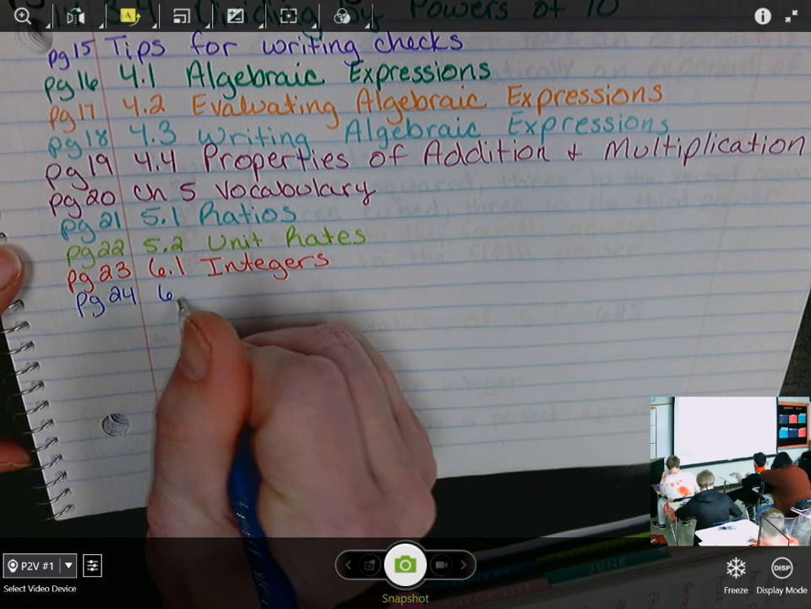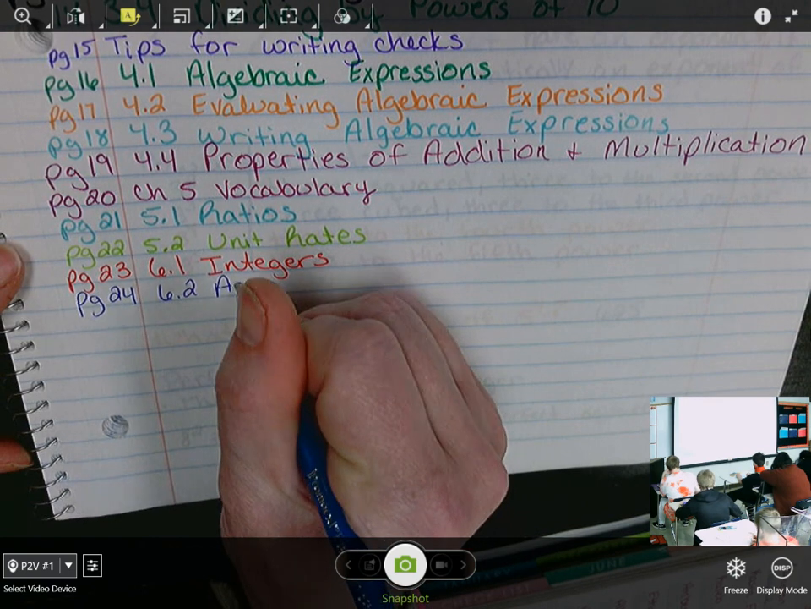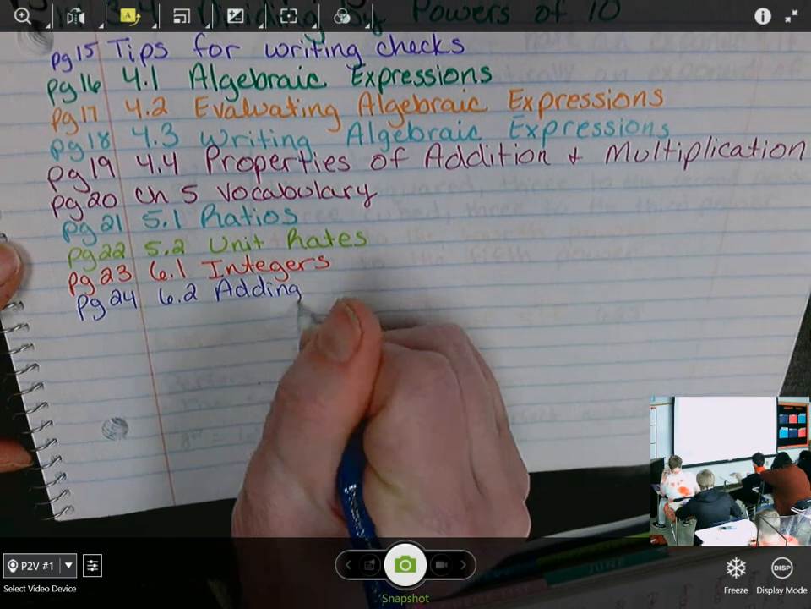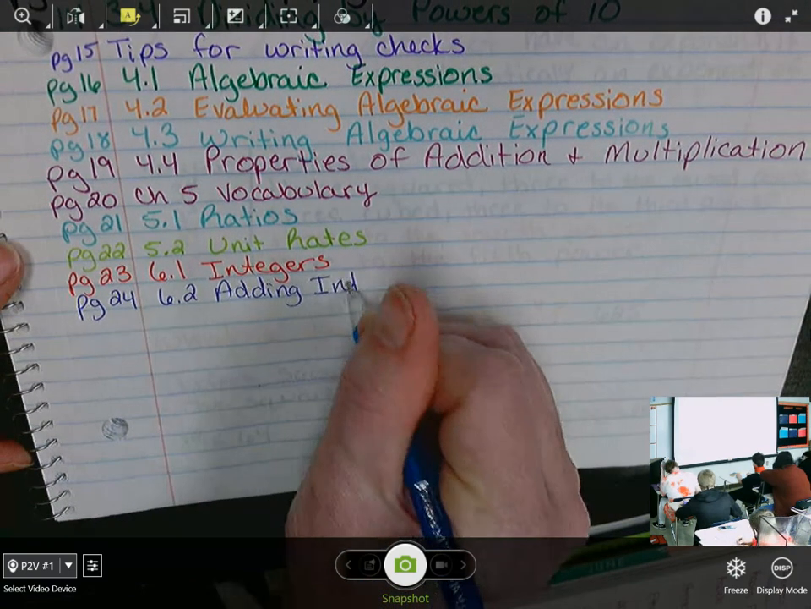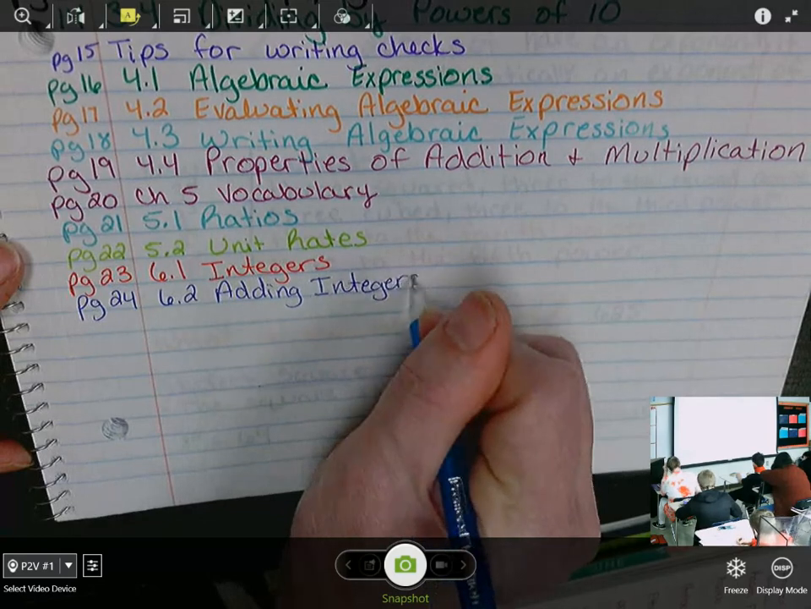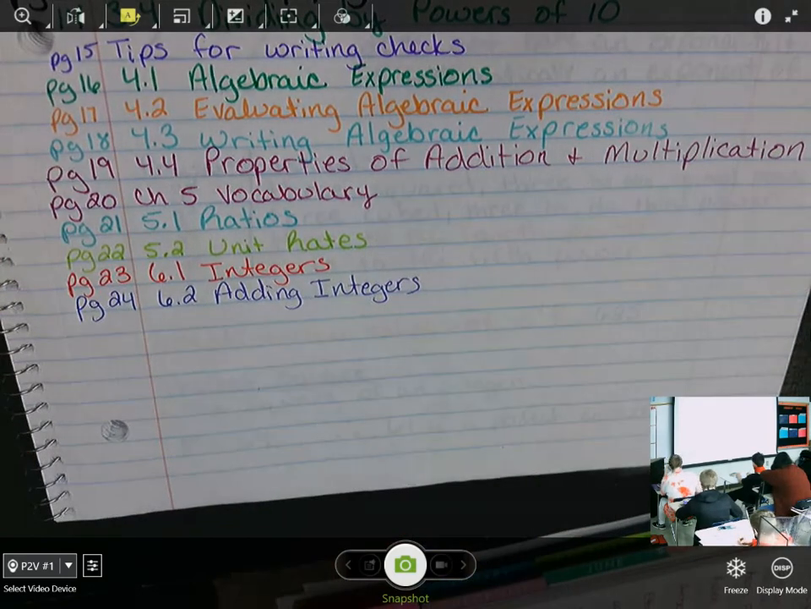And it's 6.2, adding integers. So first you need to fill out your table of contents, 6.2, adding integers.